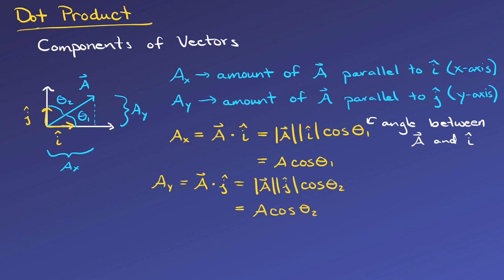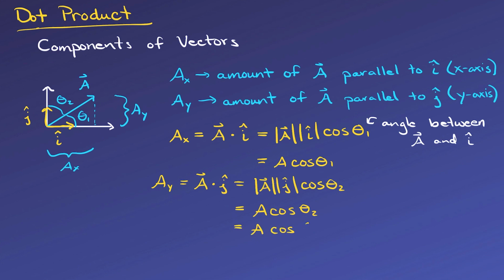If we do the same for ay, we should take the dot product of a and j hat, giving us the magnitude of a times the magnitude of j hat, again just 1, times cosine of the angle between them, which in this case I've labeled as theta 2. The dot product uses the angle between the two vectors, so we cannot just use the cosine of theta 1 again. But when we normally decompose vectors, we get one component using cosine and the other using sine. But in that case, we're using the same angle.